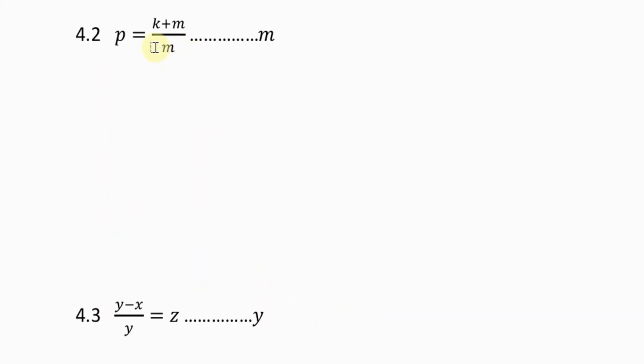So here, we want to make m the subject. And we can get rid of the fraction first. We are dividing by m on the right-hand side. So we simply multiply by it on the left-hand side.